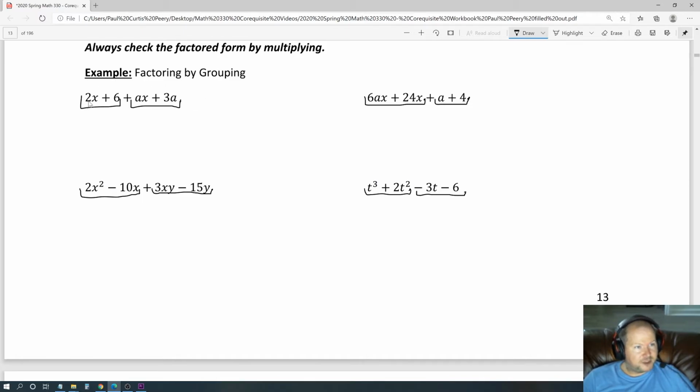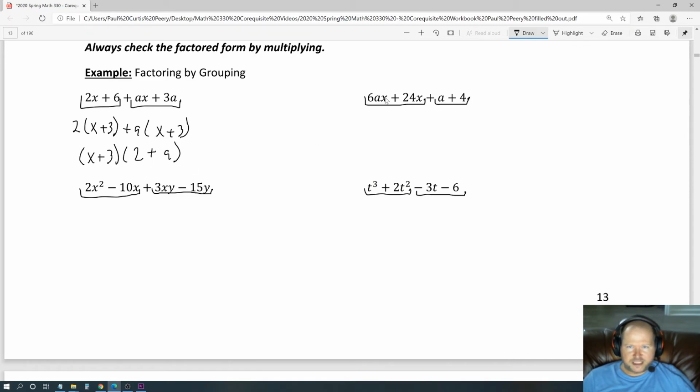What's the GCF of a 2 and a 6? Well, that's a 2. What does that leave me? 2x divided by 2 is x. 6 divided by 2 is 3. What about ax plus 3a? Well, what can I divide both of those by? Well, an a. And what does that leave? Well, that's an x plus 3. Notice that x plus 3 matches. Now we pull it to the front. X plus 3 multiplied by 2 plus a.